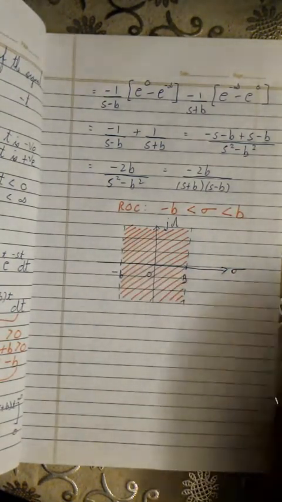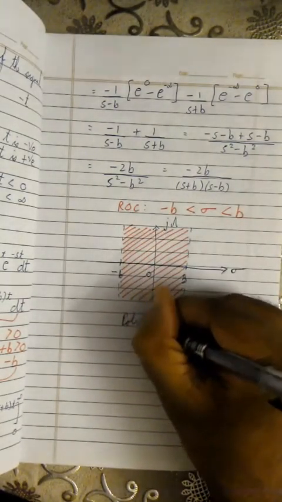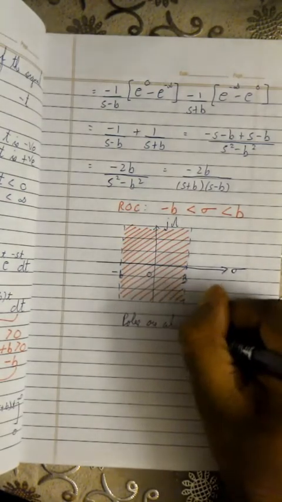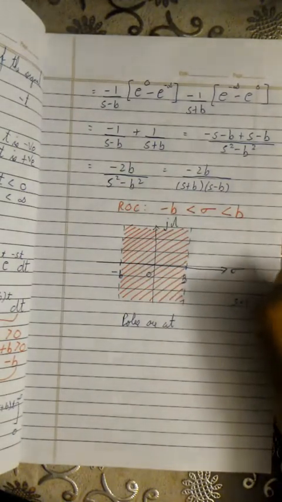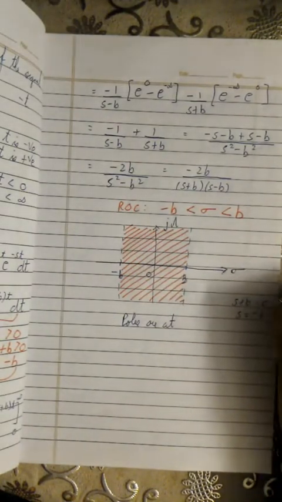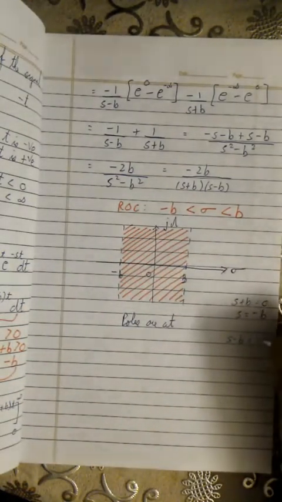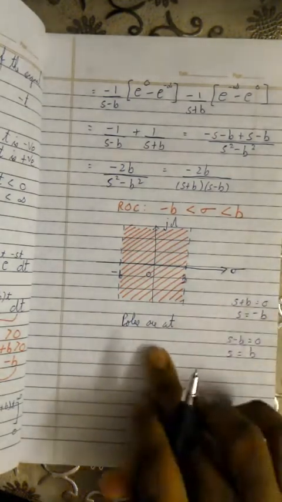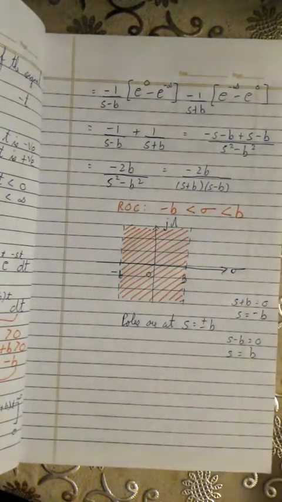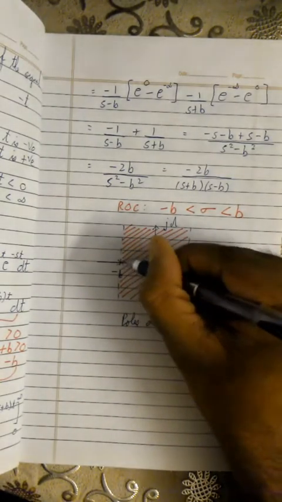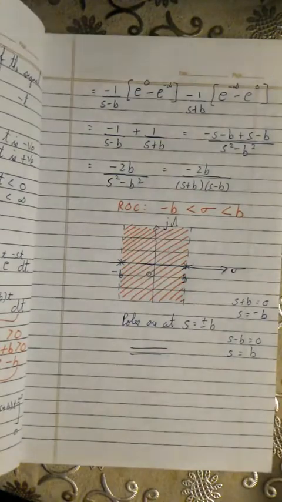Okay, and also you can mark the poles, right? You can mark the poles. What are my poles? My poles are, when s plus b is equal to 0, right? When s plus b is equal to 0, therefore s is equal to minus b. That is the pole of the first term, and the pole of the second term is when s minus b is equal to 0, that means s is equal to b, right? So my poles are at s is equal to plus b and minus b, right? So I can mark that also over here. s is equal to minus b and s is equal to plus b, right? So this is my answer. Okay.